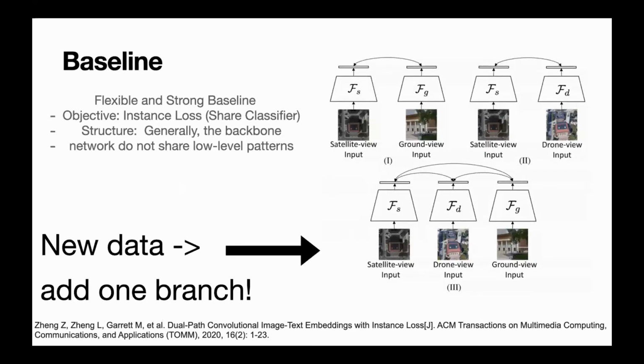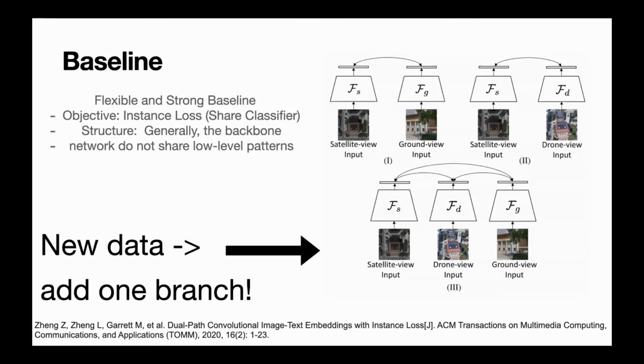The baseline is quite flexible, quite strong, and it is easy to re-implement. Actually, we just use my last work on ACM-TOMM to enable the learning from the different views. The different view data do not share the backbone, but they share the final classifier. In this way, we could ensure the final feature shares one feature space.